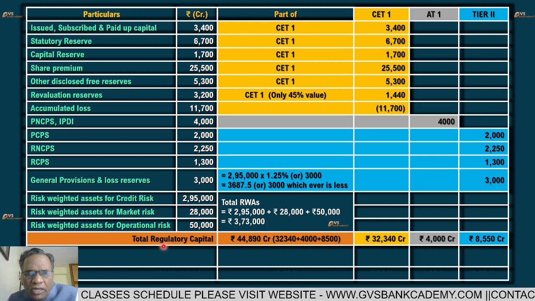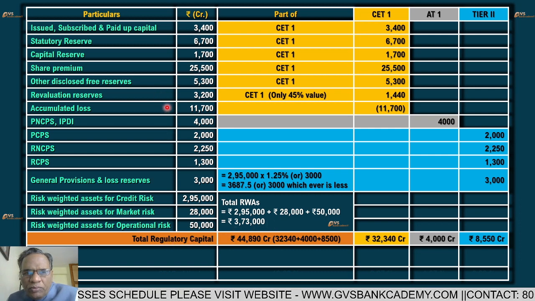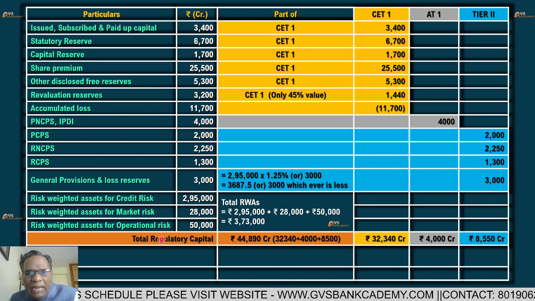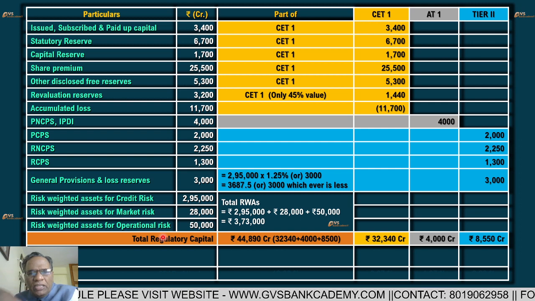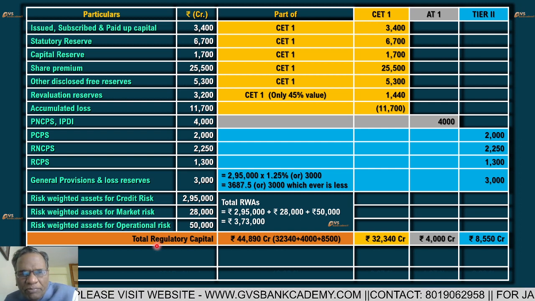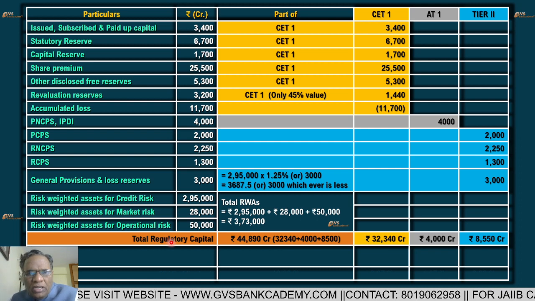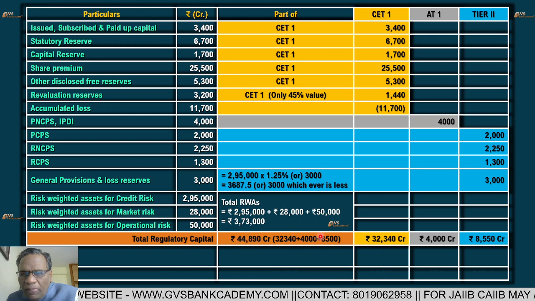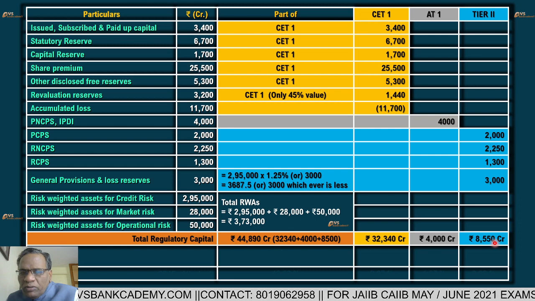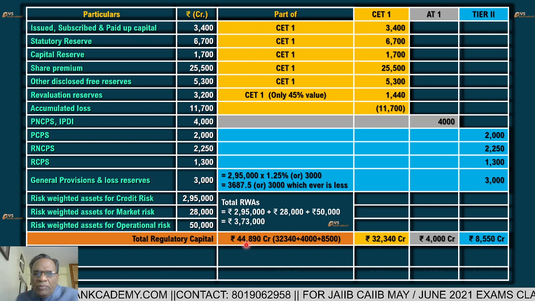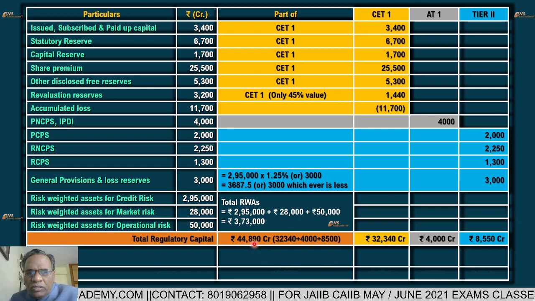What is the total regulatory capital of the bank as on 31st March? Regulatory capital is the capital requirement as per Reserve Bank of India stipulation in compliance with Basel III capital calculation. Regulatory capital requirement as per regulator instructions, that is called total regulatory capital, is equal to common equity Tier 1 capital 32,340 crores, additional Tier 1 4,000 crores, Tier 2 capital 8,550 crores. So total regulatory capital of the bank is 44,890 crores as on 31st March.